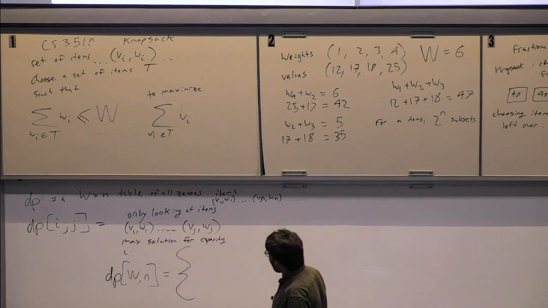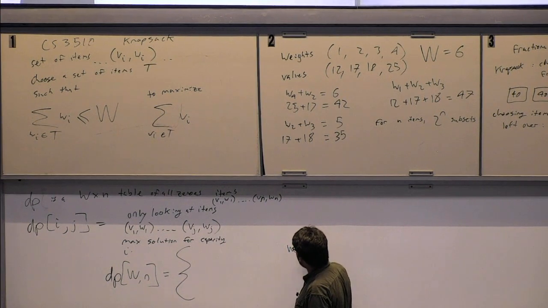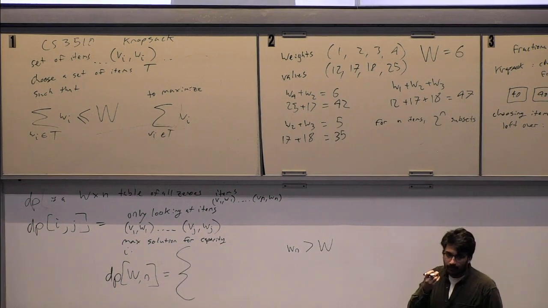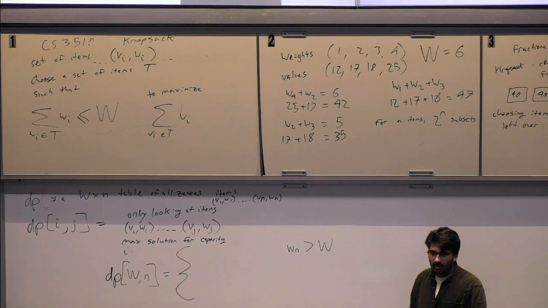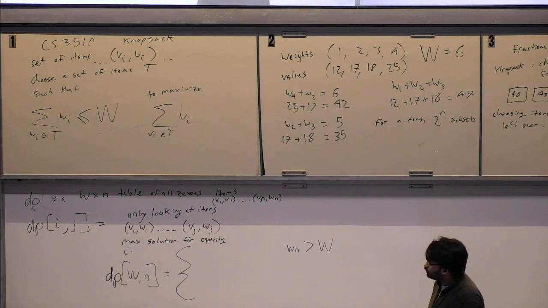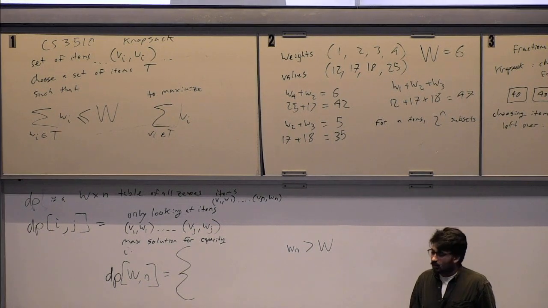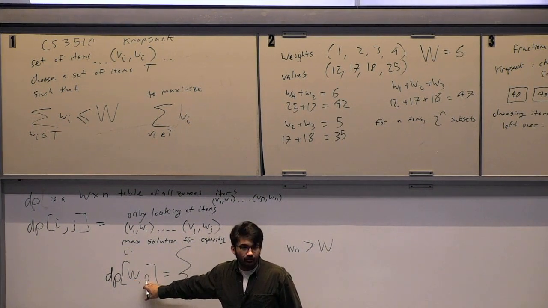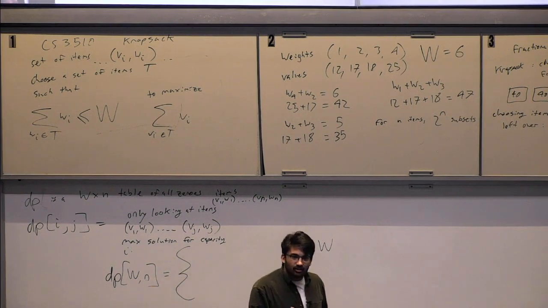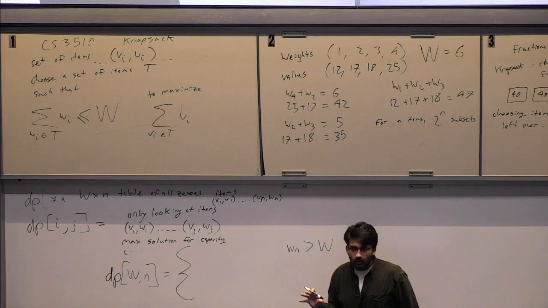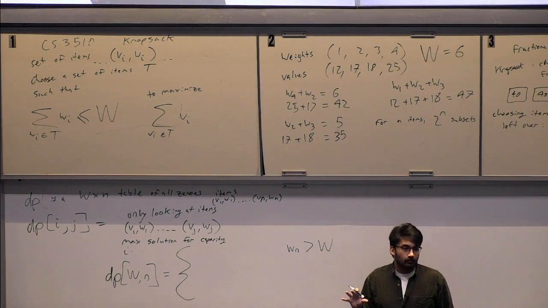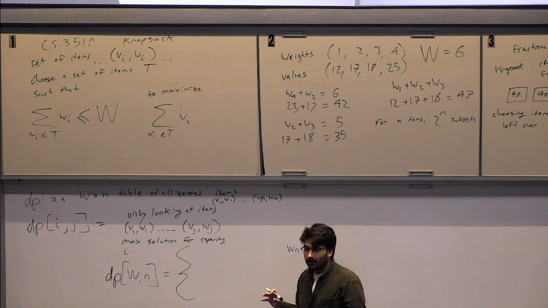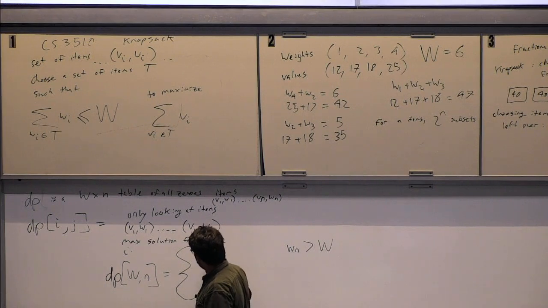Now, what happens if Wn is greater than W? Suppose the item is too heavy, like it weighs 1,000 pounds, it's the big cartoonishly large safe, and you can't carry it in your tiny rucksack. What do you do? What is DP of Wn? DP of Wn is supposed to be considering the capacity W and all the items, items 1 through n. So if you cannot consider item n, what is DP of Wn? It won't be 0. 0 would mean you take nothing. What about n minus 1? DP of what?